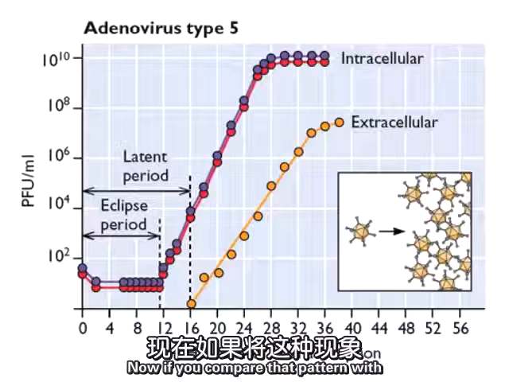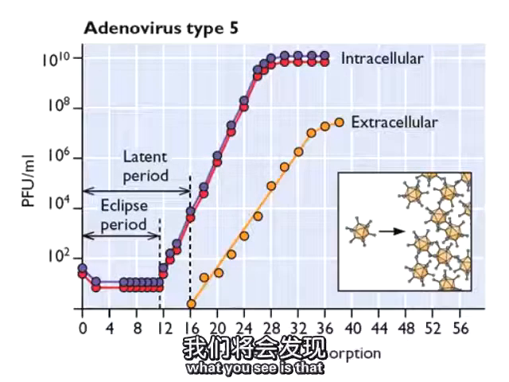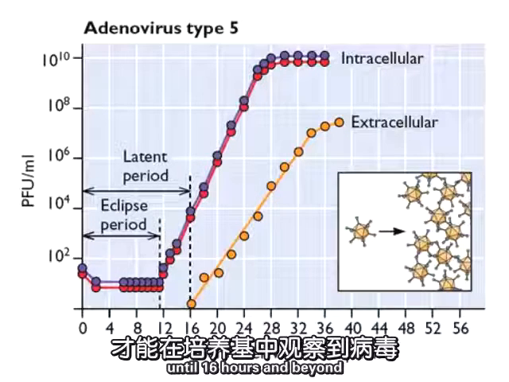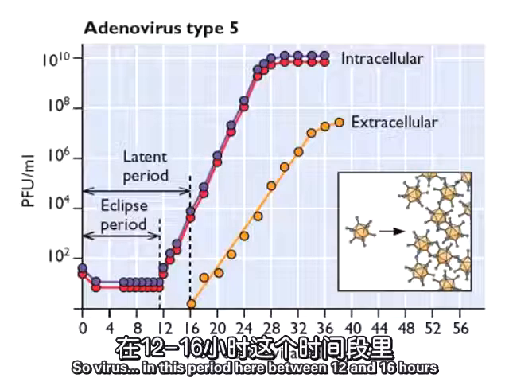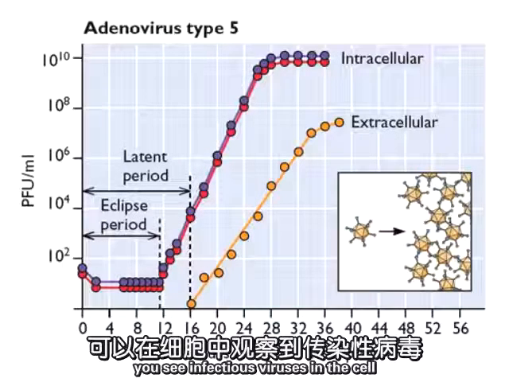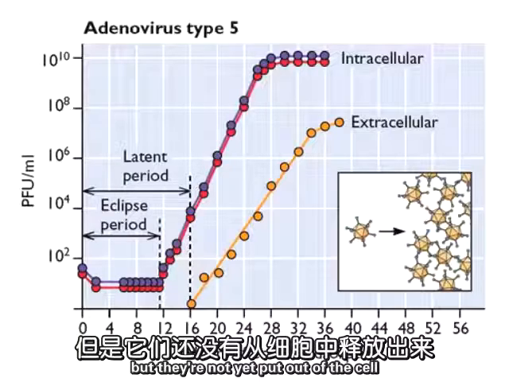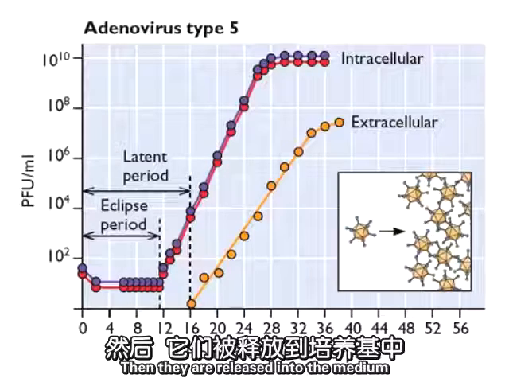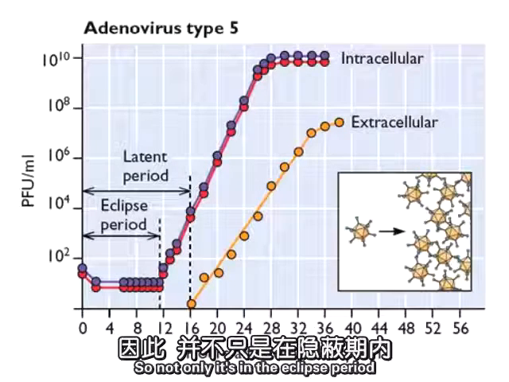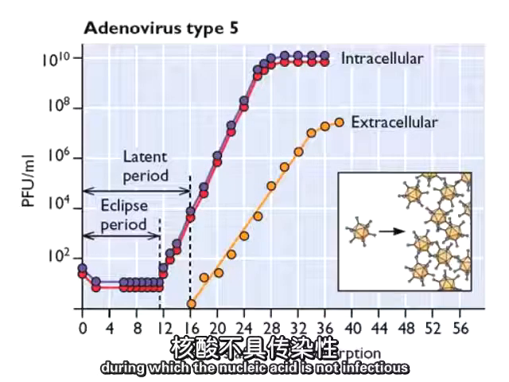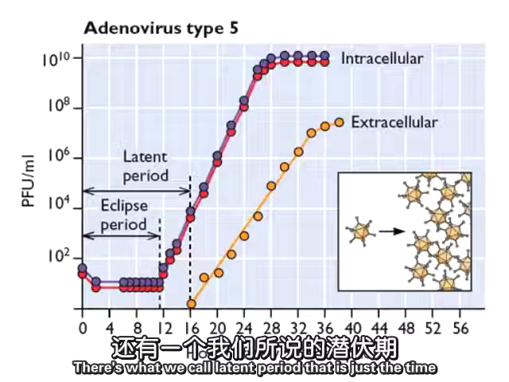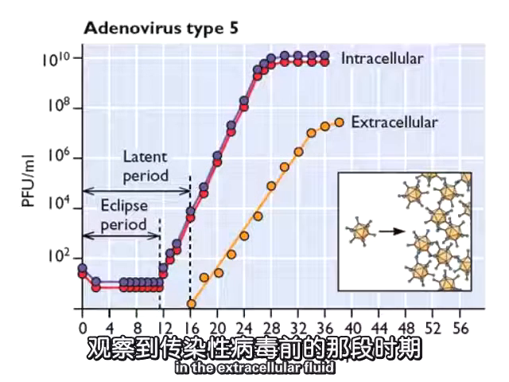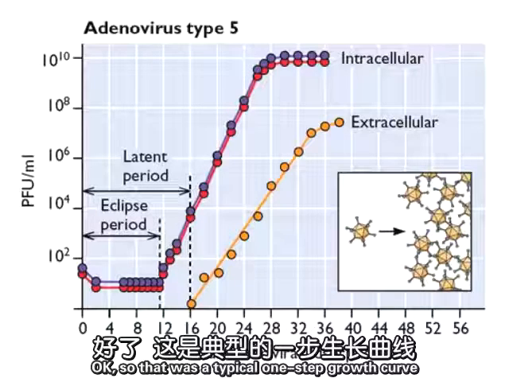Now, if you compare that pattern with the extracellular virus production, what you see is that you don't see viruses in the medium until 16 hours and beyond. So in this period here, between 12 and 16 hours, you see infectious viruses in the cell, but they're not yet put out of the cell. They're still inside the cytoplasm or the nucleus, wherever they may be. Then they are released into the medium and they accumulate there. So not only is there an eclipse period during which the nucleic acid is not infectious, there's what's called a latent period. That is just the time before you see infectious viruses in the extracellular fluid. Okay, so that was a typical one-step growth curve.